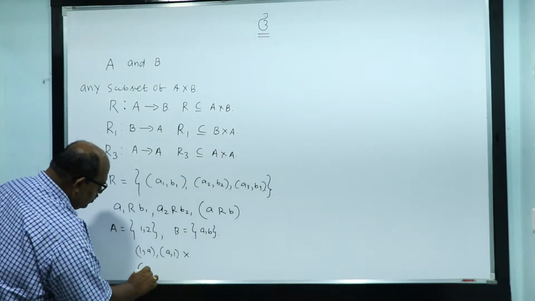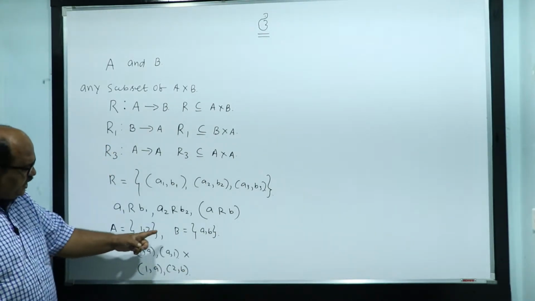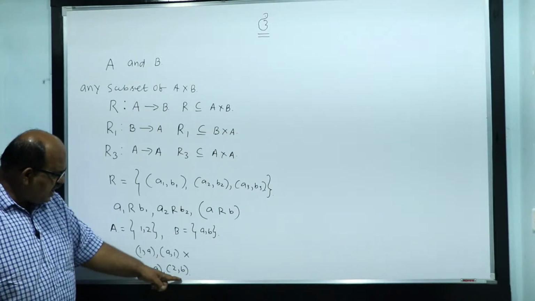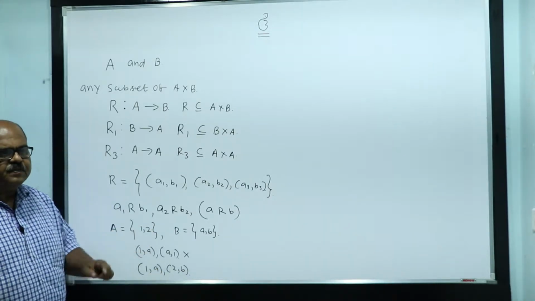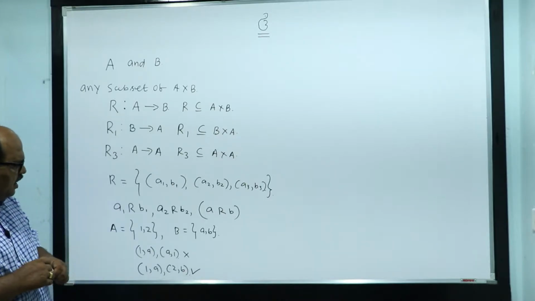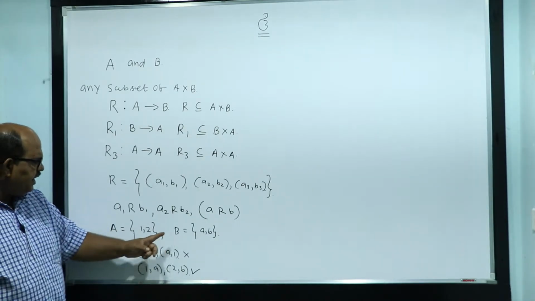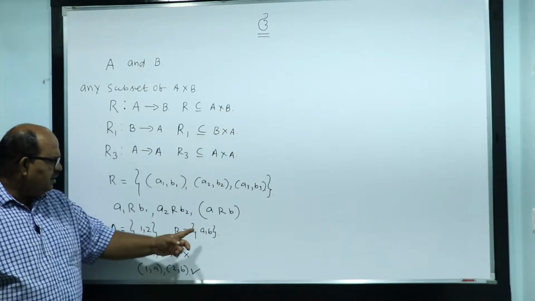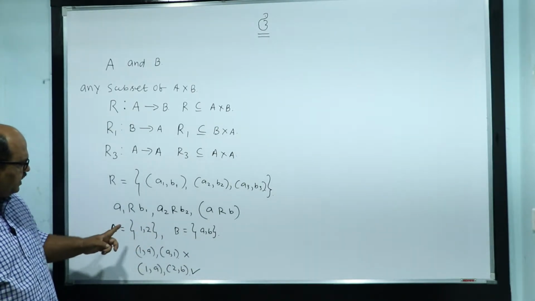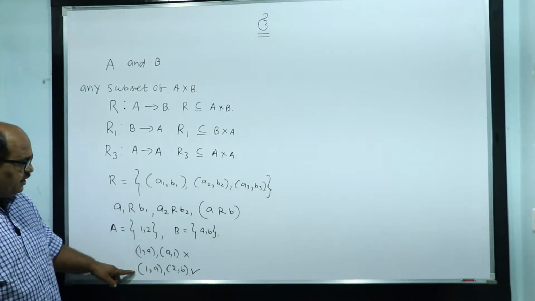But if I write {(1, a), (2, b)}, is this a relation from A to B? Yes. If you write A × B, then we can see that {(1, a), (2, b)} is a subset of A × B. So this is a relation from A to B. Now think, is this a relation from B to A? No, because B × A contains (a, 1), (b, 2), so this is not a subset of B × A. So this is not a relation from B to A, but this is a relation from A to B.